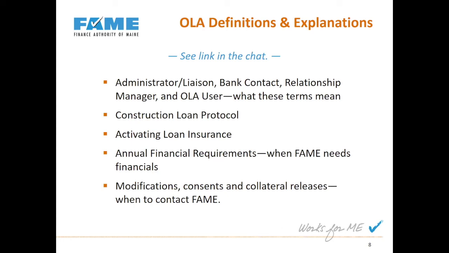So we wanted to go over annual financial requirements and when FAME needs financials. FAME does require that we receive annual financials if the FAME exposure is $500,001 or greater. With that, part of the financials that we need to receive will include the lender's annual review, copies of recent tax returns and business financials, copies of recent personal tax returns and personal financial statements for all guarantors, and copies of recent tax returns and financial reports for all corporate guarantors.